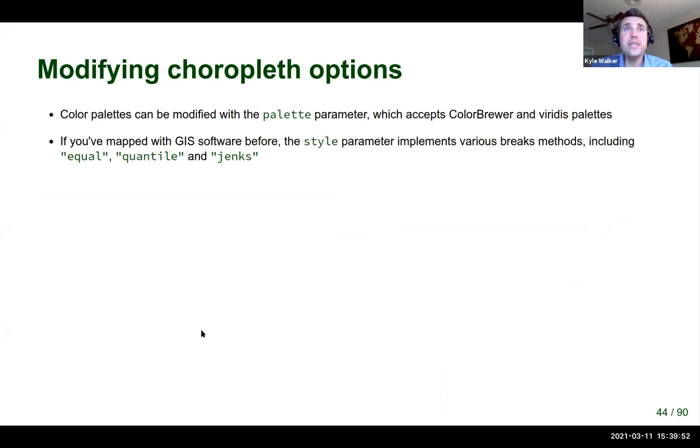Before we do that, I want to show you a really interesting feature to think about modifying these options. The palette parameter allows you to specify or choose a different color palette and map that to your data. The style parameter then implements various breaks methods. So equal interval means that the cuts, the bins, so to speak, will be at equally spaced intervals. Quantile breaks means that each bin will have the same number of observations in it. And we can also specify Jenks for the Jenks natural breaks algorithm, which looks for naturally occurring breaks in your data and puts the bin cuts there.